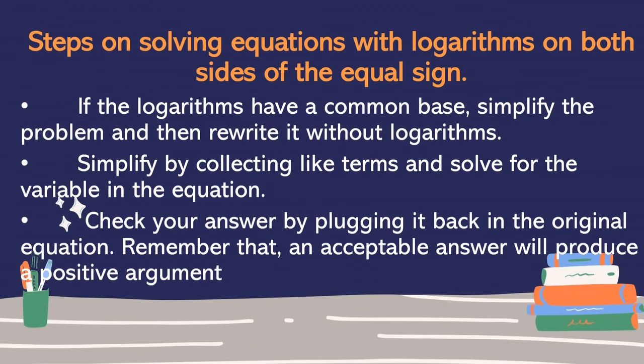Now, let us proceed to the procedure of solving equations with logarithms on both sides of the equal sign. If the logarithms have a common base, simplify the problem and then rewrite without logarithms. Simplify by collecting like terms and solve for the variable in the equation. Check your answer by plugging it back into the original equation. Remember that an acceptable answer will produce a positive argument. Without further ado, let's practice on the following examples.